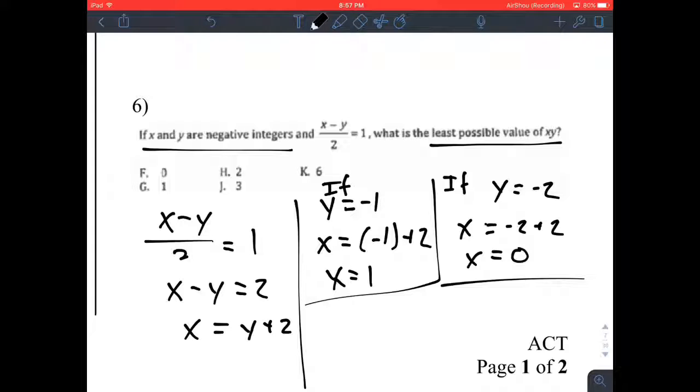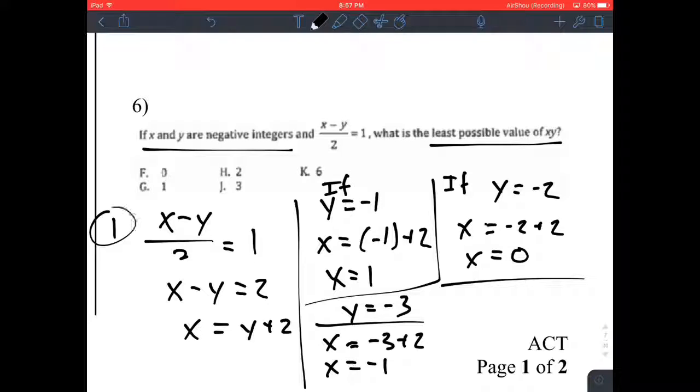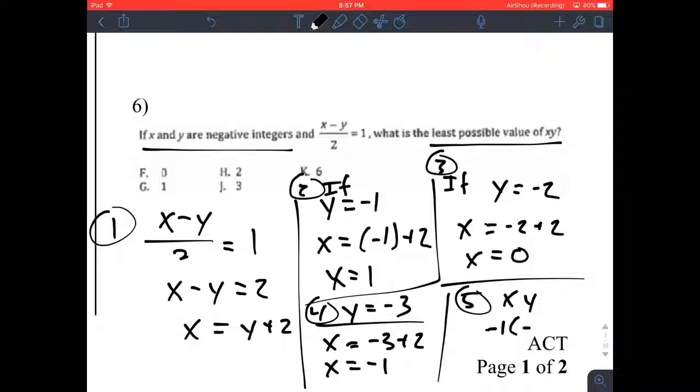So let's try y is negative 3. It's going to be x equals negative 3 plus 2, so x equals negative 1. So that works. To answer the question, this was step 1, we did this second, and then this, and then this. What is x times y? Well, that's negative 1 times negative 3, which is positive 3, which is J.